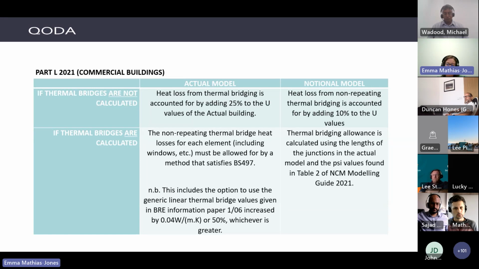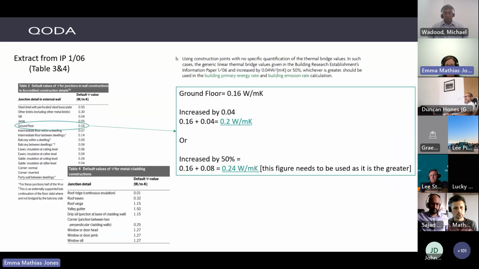Still not great, but there's a little bit more flex there, but you can also calculate them if you want to. And those will be compared to junctions of a similar length, but the values found in the NCN modelling guide. And just to explain that uplift a little bit more.